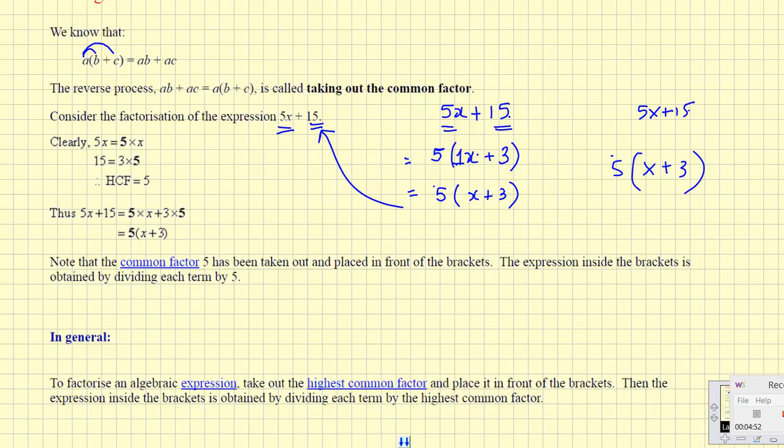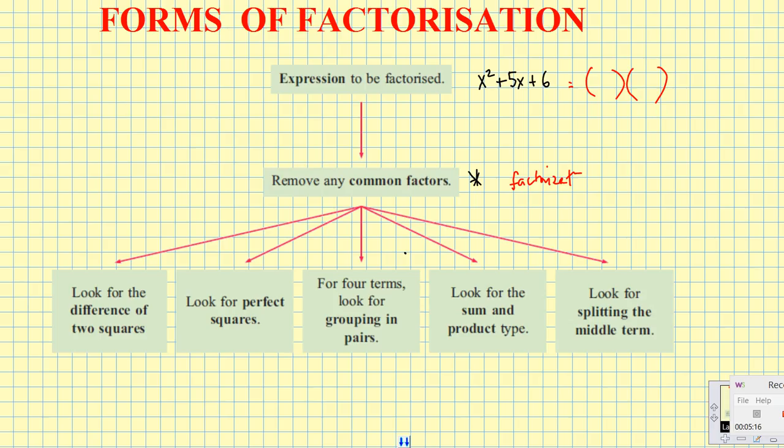Then the expression inside the brackets is obtained. So we get the expression in the brackets by dividing each term by that highest common factor. Okay, so let's do some other examples. I'll explain this a little bit later on.